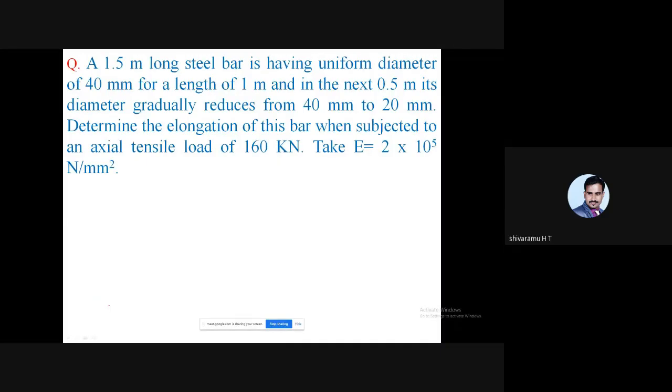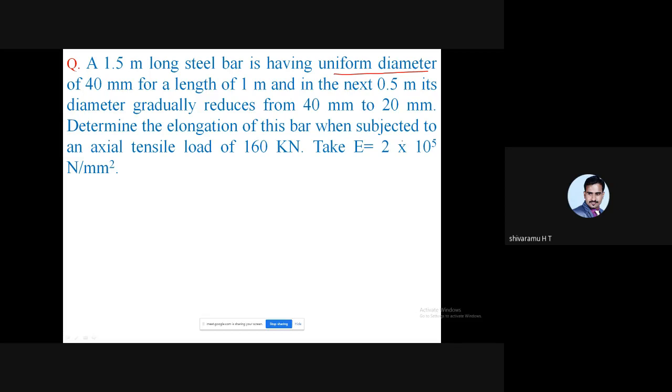So the next question is like this: a 1.5 meter long steel bar is having a uniform diameter of 40 millimeter for a length of 1 meter, and in the next 0.5 meter its diameter gradually reduces from 40 to 20 millimeter. Determine the elongation of this bar when subjected to an axial tensile load of 160 kilonewton, and take Young's modulus equal to 2 into 10 power 5 Newton per square millimeter.